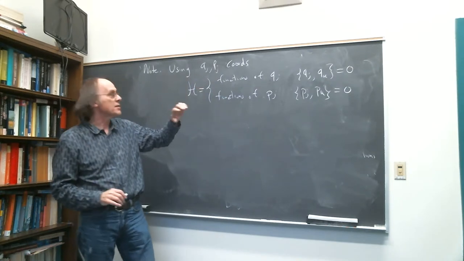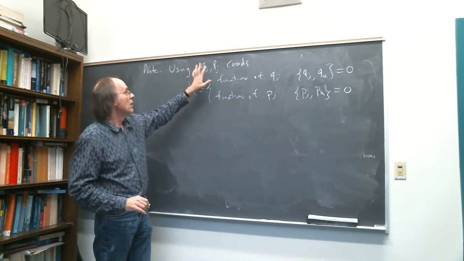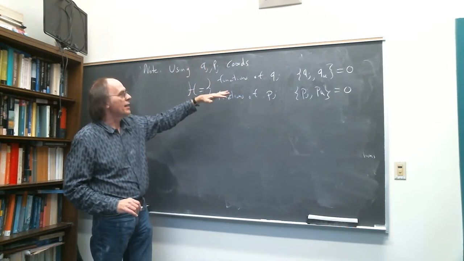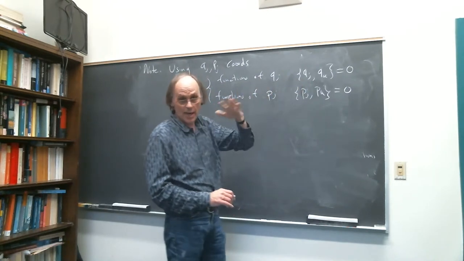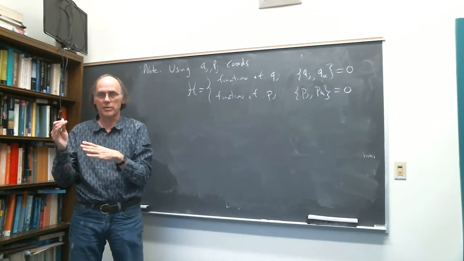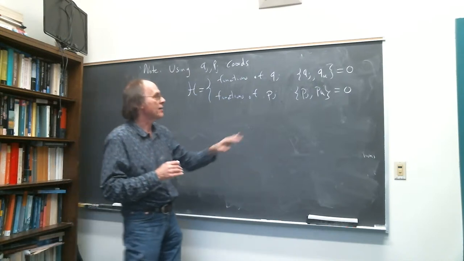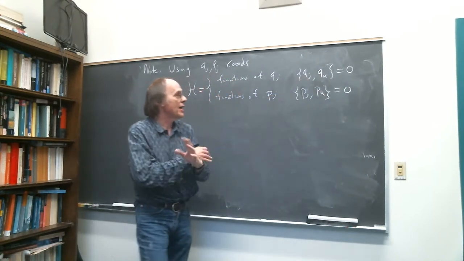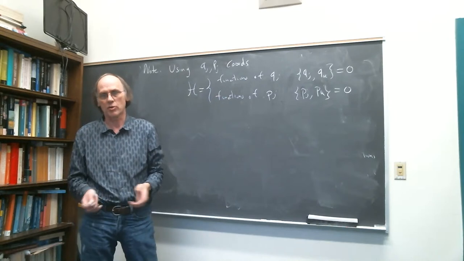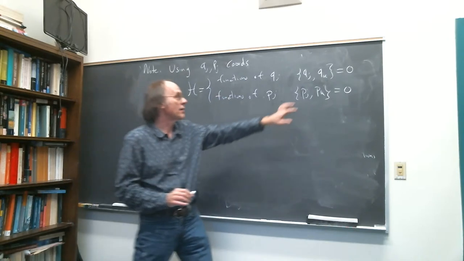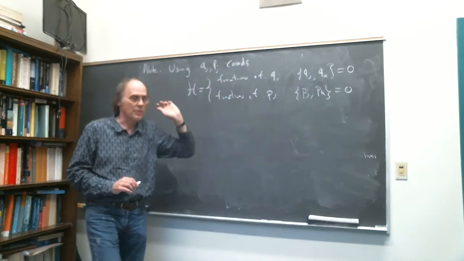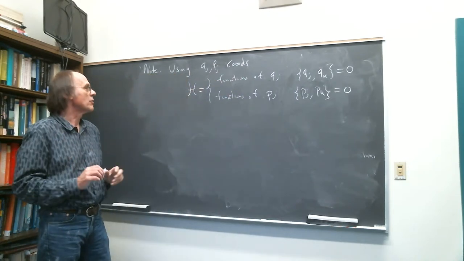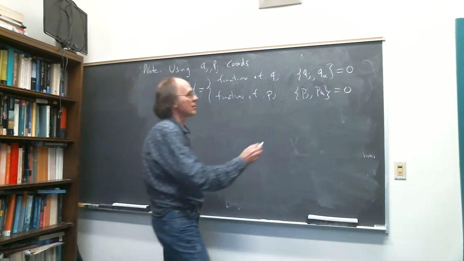The general statement is that you can use any coordinates that you want on phase space as long as there are n of them, half the total dimension of phase space, and they're linearly independent and they Poisson commute. They have Lie bracket zero with each other. That's Poisson bracket zero with each other.